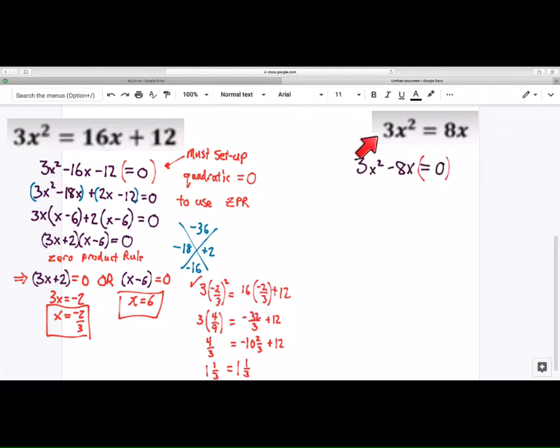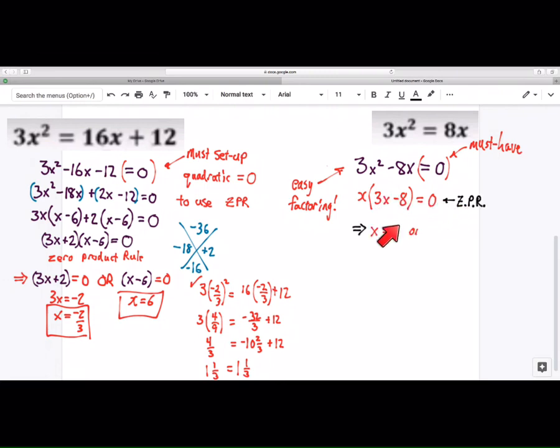So let's look at this example. Same deal. I have to make this quadratic equal to 0. That's my must-have in order to use the zero product rule. Now the other thing here is this is actually easy factoring. It's a two-termer. They only have one common factor, that's x. So it factors real nice. And now I see a product, two numbers, that multiply to give me 0. So there again, I state zero product rule is the key, and then get each factor separately equal to 0 and solve.